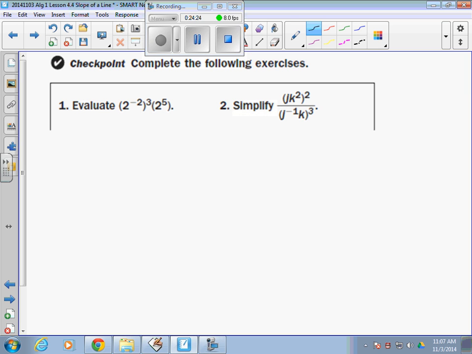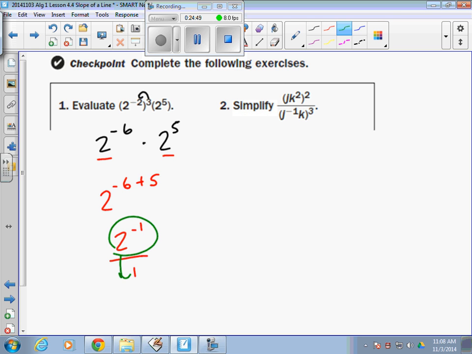Then you had two quick checkpoint problems. Being raised to the third power, that gives you 2 to the -3 times 2 is 2 to the -6 times 2 to the 5th. Again, you could say that it rides the elevator, or you could say they're both the same base. 2 to the negative 6 plus 5 gives you 2 to the negative 1. Remember, nothing can stay with a negative exponent. Ride the elevator down. 2 to the negative 1 goes down. 1 stays on top. 2 to the positive 1 goes at the bottom, which is simply 1/2.